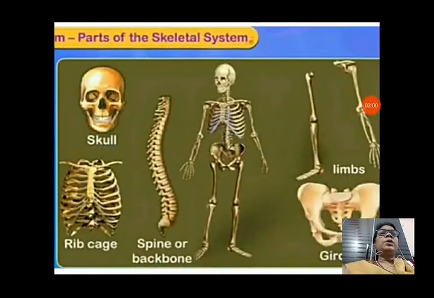Now next, you can see the parts of the skeletal system. There are many parts of the skeletal system. You can see here: skull, rib cage, spine or backbone, limbs, forelimbs and hindlimbs, and girdles. All are different parts of the skeletal system.